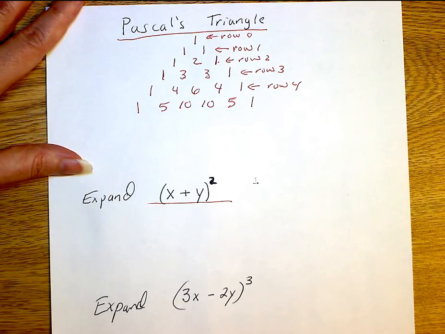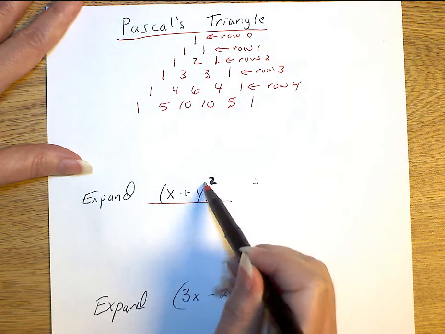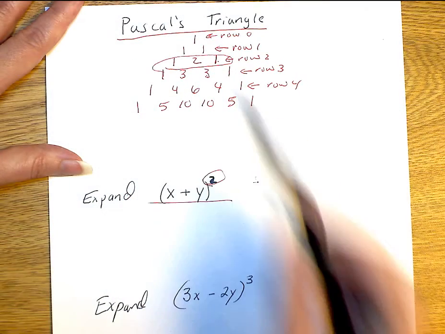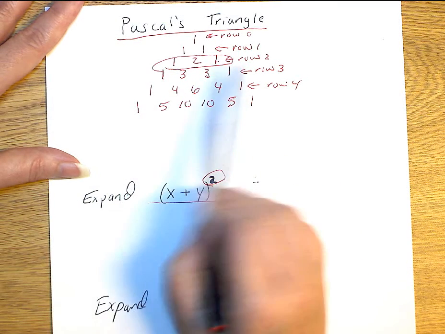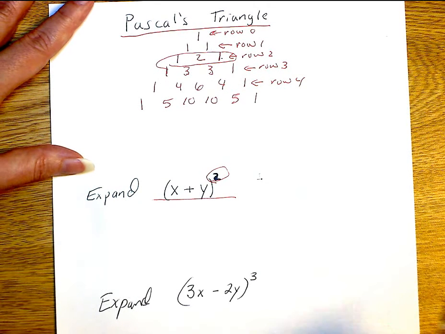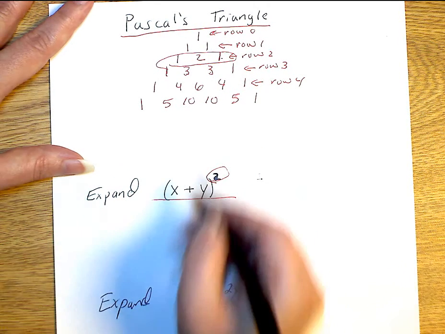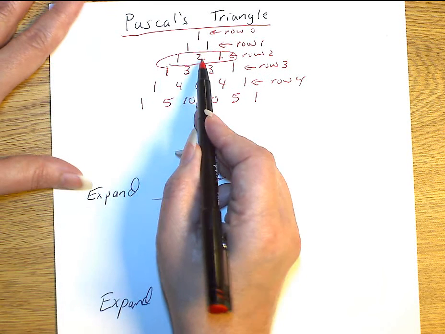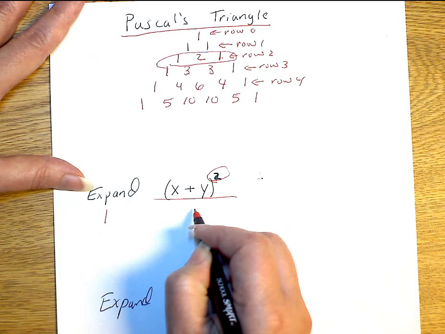The first thing that we have is this degree tells you what row to go to get your coefficients. So it's degree 2, so I go to row 2, and these are the coefficients of my answer. The first step is to grab your coefficients. So I have 1, 2, 1. So I'm going to put 1, 2, and 1.